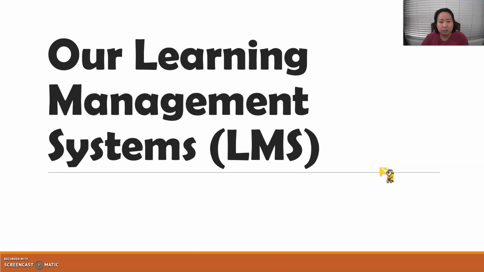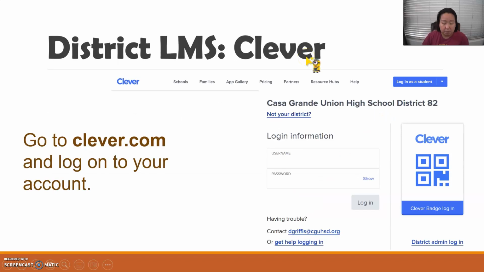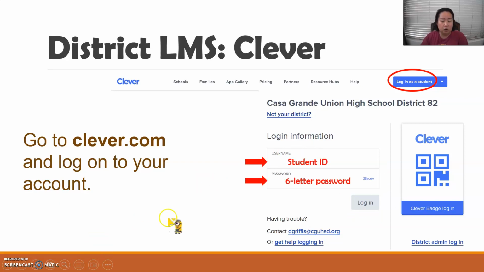Hi, so let me explain to you how you will be able to get your tasks done in our classes. I will be introducing you to our learning management systems. Our main district LMS is what we call Clever. So what you need to do is go to clever.com and log on to your account. To do that, you have to log in as a student and input your student ID and your 6-letter password and then click on login.